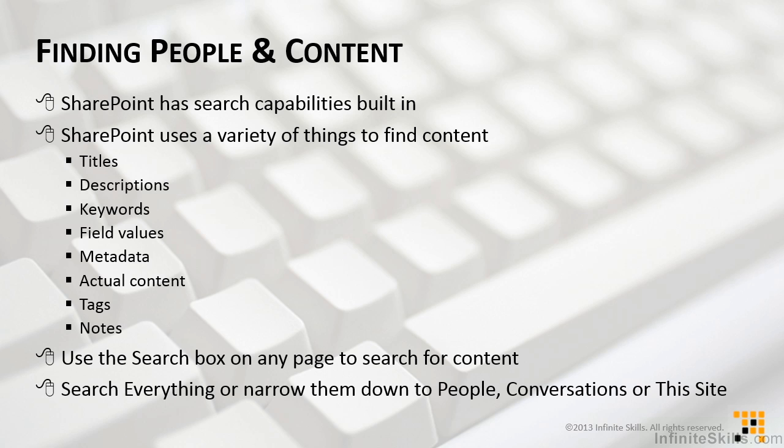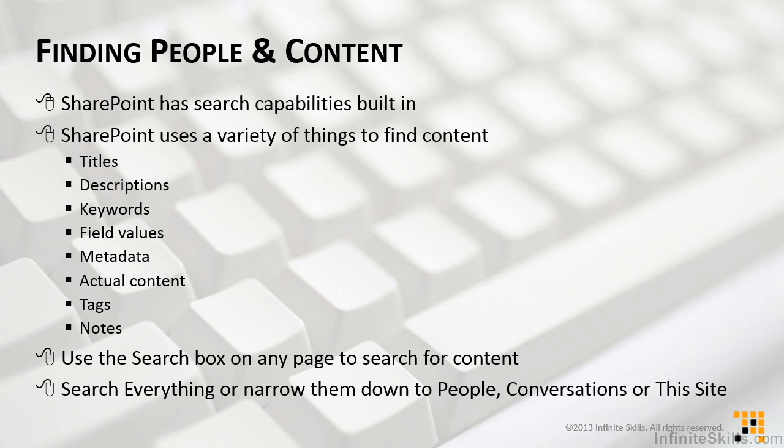SharePoint uses a variety of things to find content. This includes titles, descriptions, keywords, the actual values of fields, something called metadata that we'll talk about when we discuss lists and libraries, and it even will search the actual content of files. We can even use some of our social networking things like tags or notes to help us find content. It really is an easy process by simply using the search box that can be found on most of your SharePoint pages, usually on the top right corner.